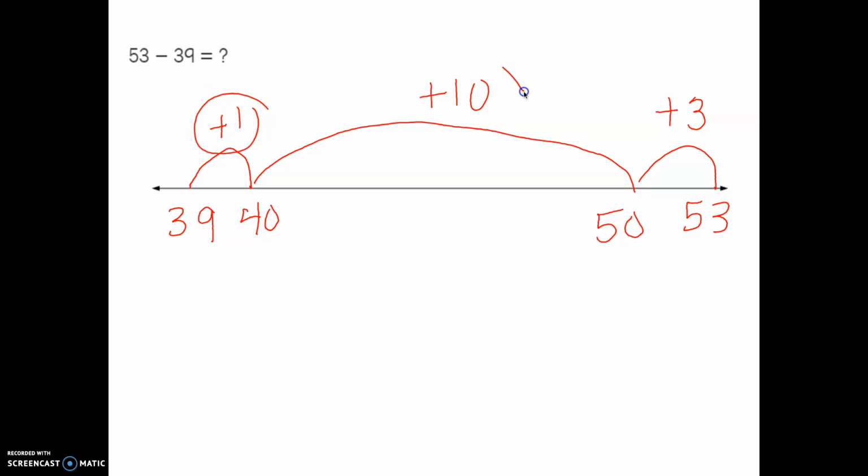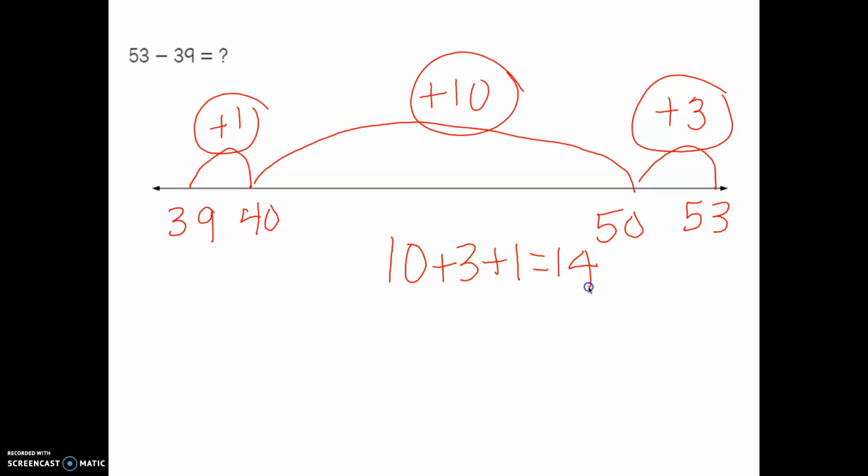I'm going to take my amounts, add those up. 10 plus 3 plus 1 equals 14. So 53 minus 39 is 14. So I want you to take a look at what we're doing. We are solving a subtraction problem, but we are adding in order to subtract. We're adding in order to get the answer to that subtraction problem. And we can do that by using an open number line and putting our numbers from the problem right on that number line.